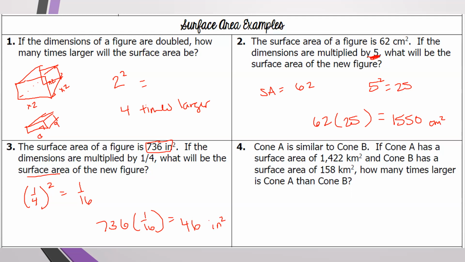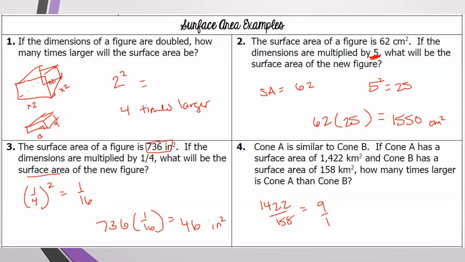And then the last one, we have 2 cones that are similar, cone A and cone B. Cone A has a surface area of 1,422, and cone B has a surface area of 1,058. How many times larger is cone A than cone B? Okay, well, I can say, oh, well, 1,422 over 158 is 9. Okay, so that's 9 over 1, really, right? And if I wanted to know how many times larger is cone A than cone B, well, it's not 9 times larger. That was the surface area.